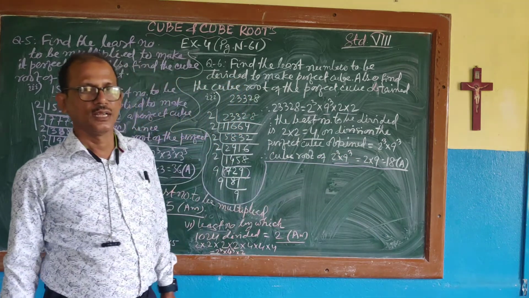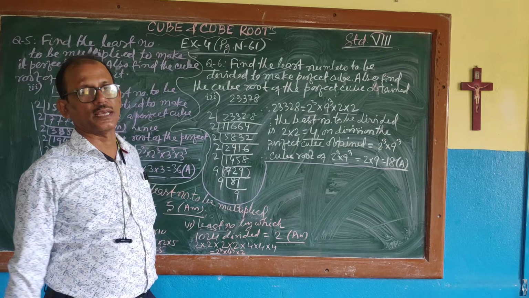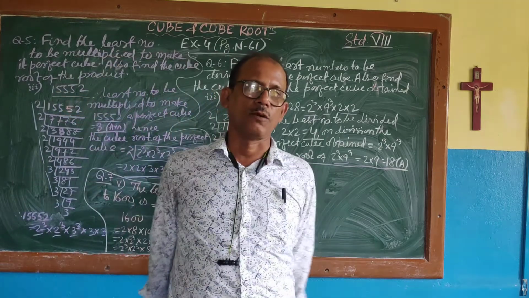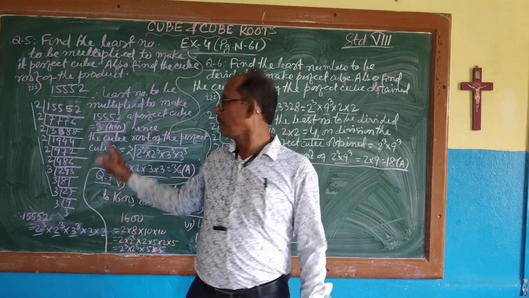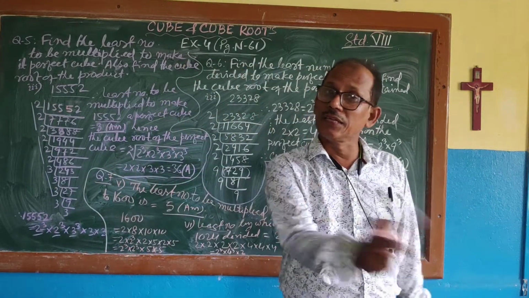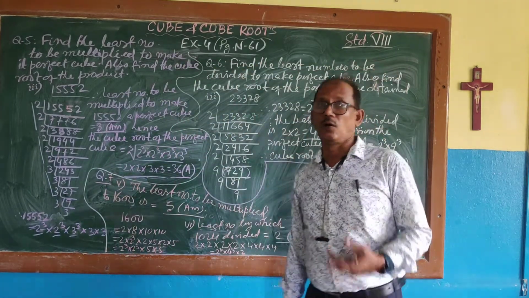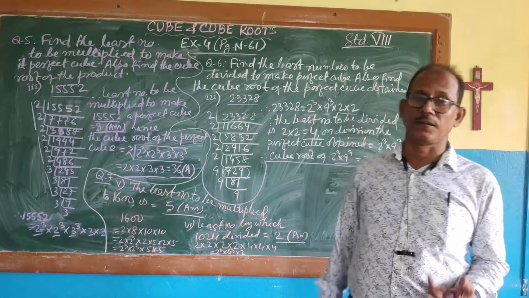I hope you understood. Things are very easy. You have to just write the number as a product of prime factors. All those numbers which are not in triplets, if you are multiplying, that time you have to make them triplets. So you see how many times that number will be multiplied.